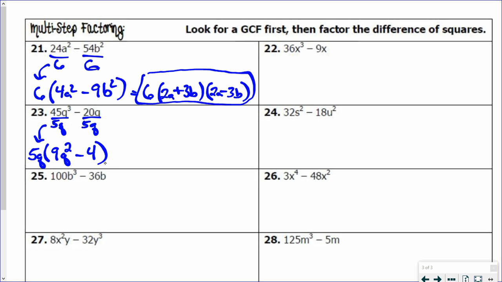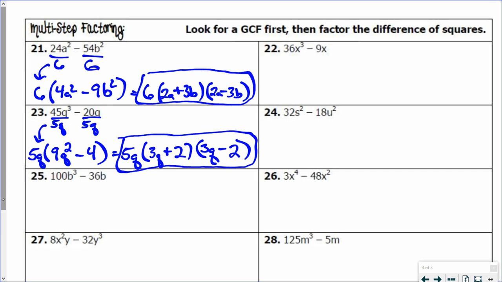So I have this. So now I'm going to do a difference of squares here, like we did on the previous slide. So the square root of 9q squared is 3q. And the square root of 4 is 2. And that's my answer.